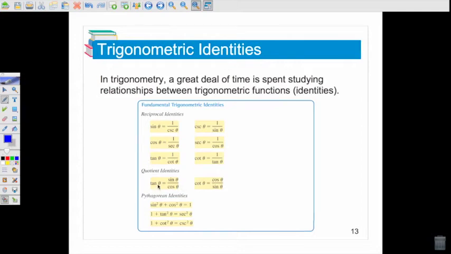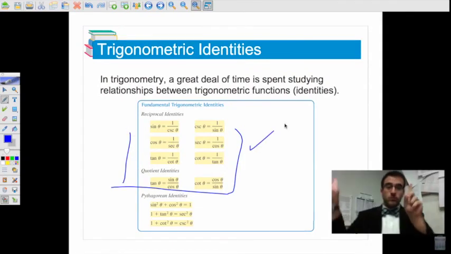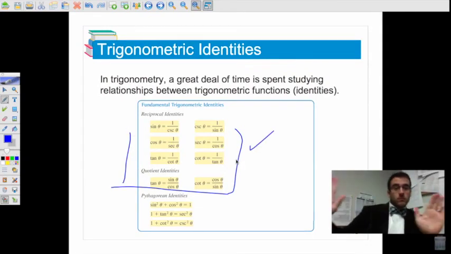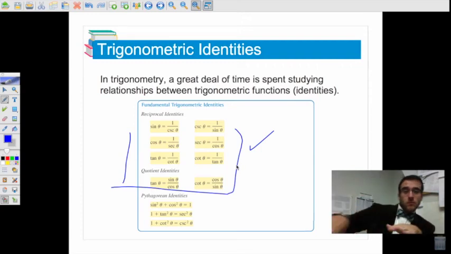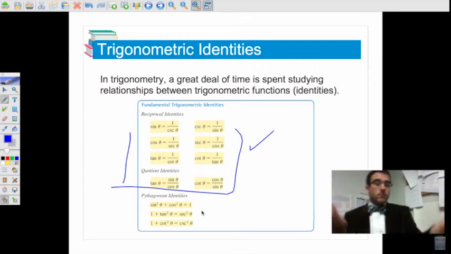Now, the quotient identities. We also know that tangent is sine over cosine, correct? Now, because cotangent is supposed to be the reciprocal, it stands to reason that if tangent is sine over cosine, I should just be able to flip it: cosine over sine. It's the same thing for cotangent. So from here up, that should not have been new. Good. Not a problem. I already knew it. Maybe just a little bit of notation. Now the bottom, that's a little bit different.